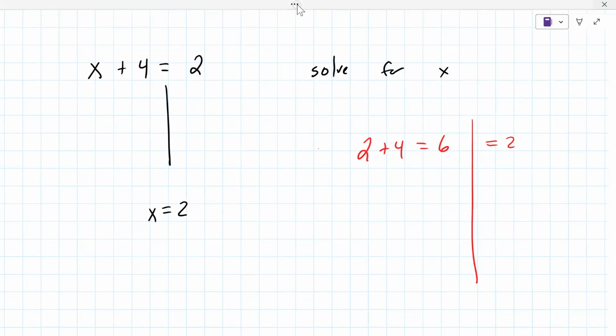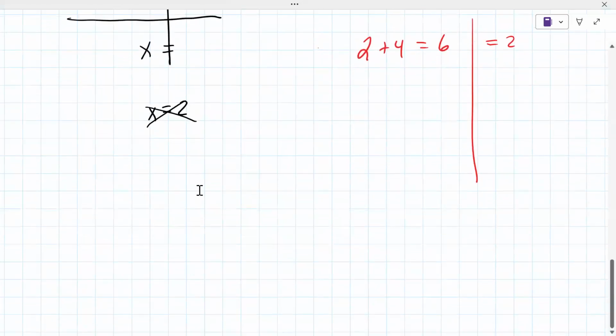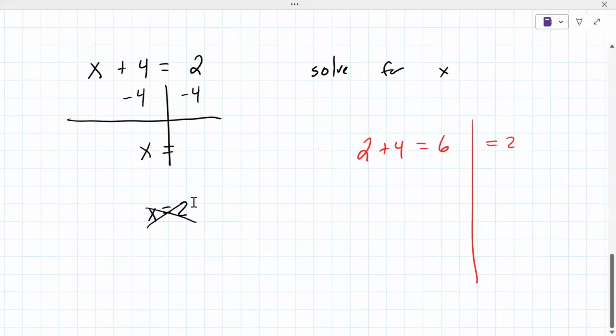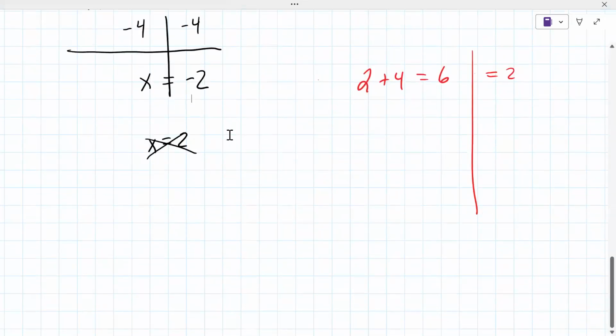So let's take a look at something else here. You subtract 4 from both sides. What is 2 minus 4? 2 minus 4 is... basically 0. All right, so there's a small issue there. The answer is actually -2. So let's try something else here.